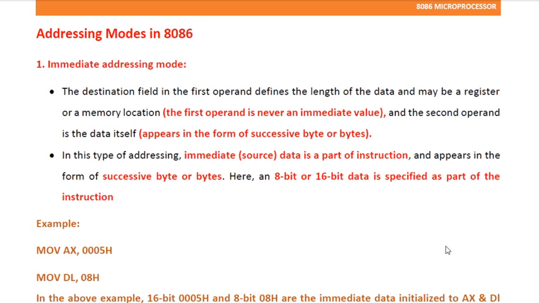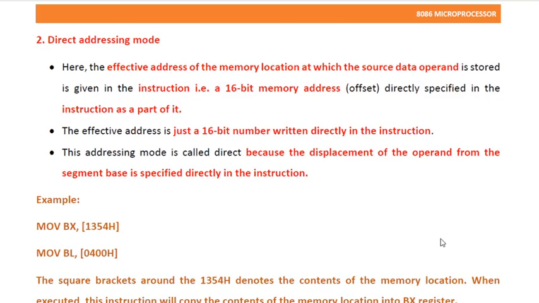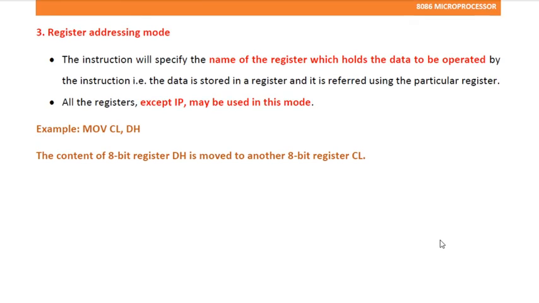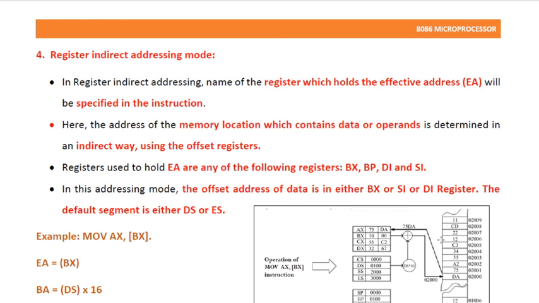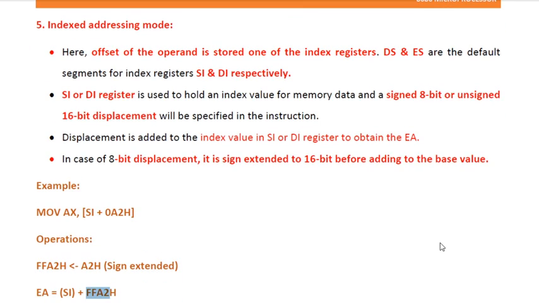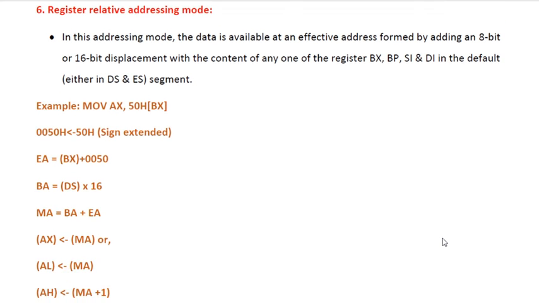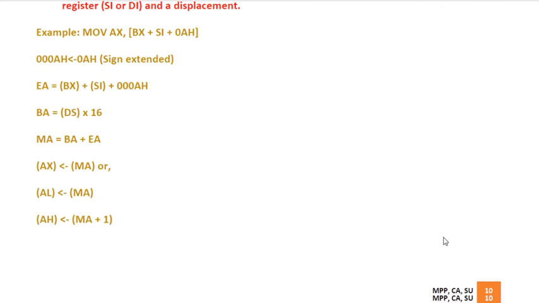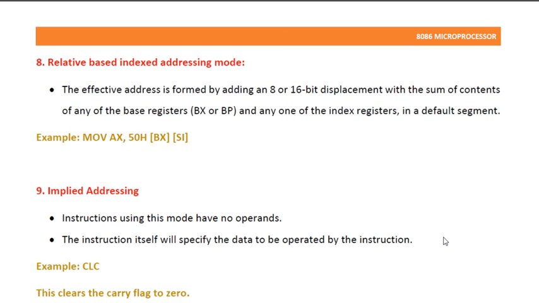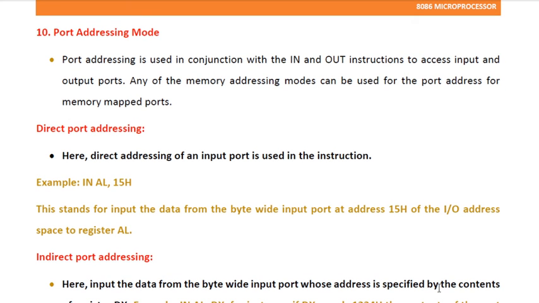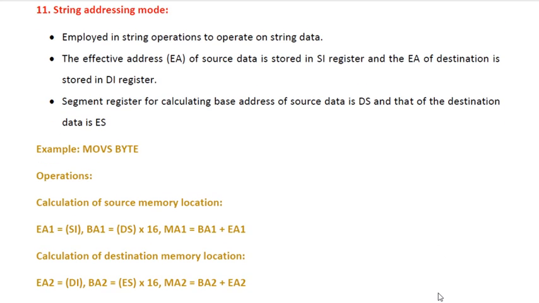Then we moved on to different types of addressing modes, where we discussed immediate addressing mode, direct addressing mode, register addressing mode, register indirect addressing mode, and indexed addressing mode. Then we discussed register relative addressing mode, based index addressing mode, relative based index addressing mode, implied addressing mode, and eventually port addressing mode and string addressing mode. These are the 11 basic addressing modes that the 8086 microprocessor has.